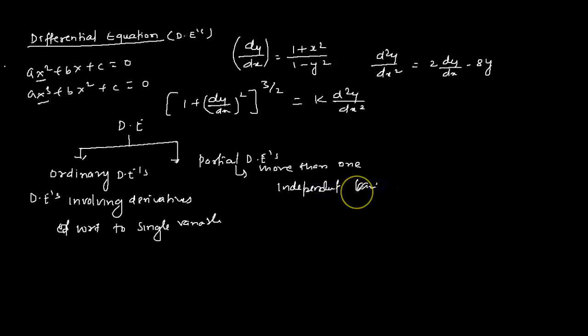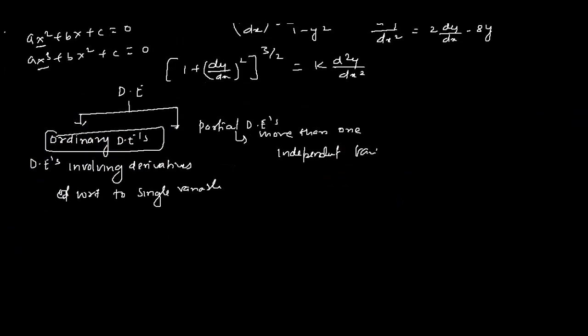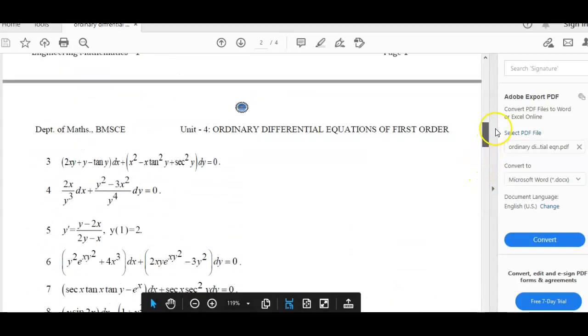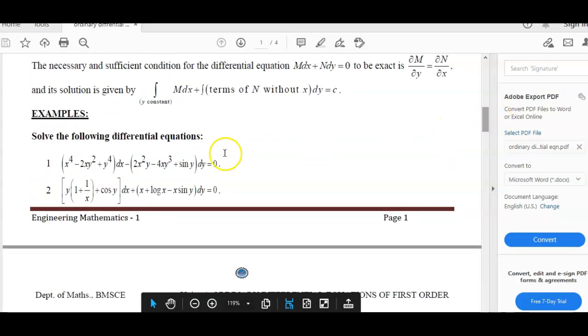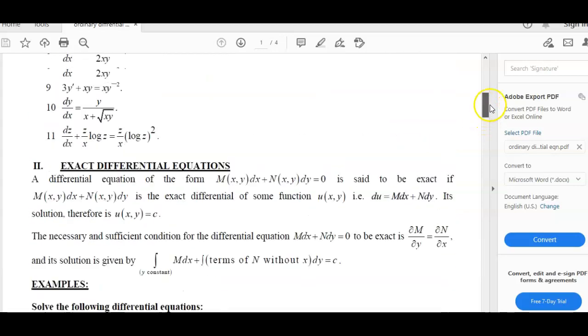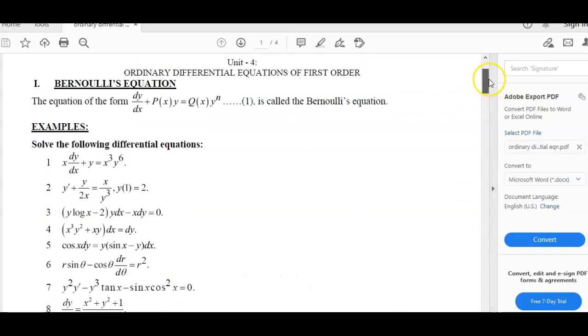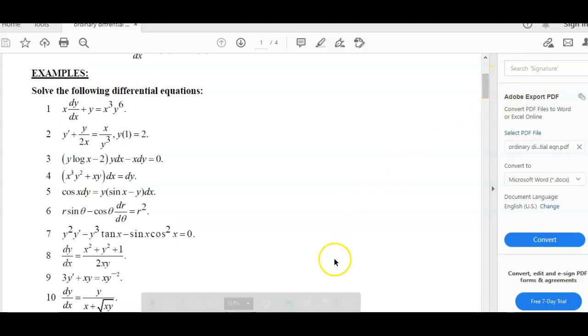So these are the differential equations. In this unit we are mainly studying ordinary differential equations, which are with one variable. You can see the example here. In any question, if you see dy by dx, this is a function of x, so you are doing total derivatives here, not partial derivatives.